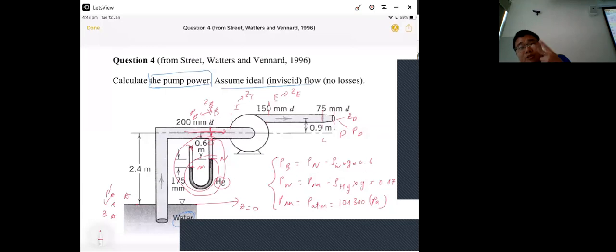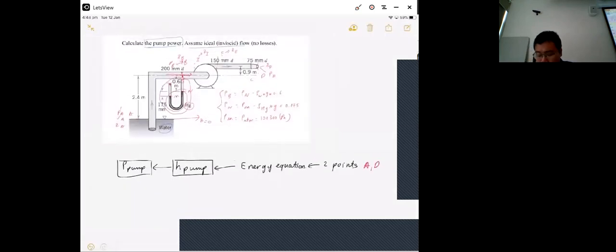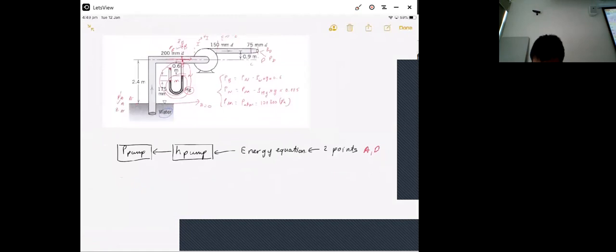It means at B, you know two things: ZB and pressure. Okay, but we have to write the energy equation to find S pump. We have to write the energy equation between 2 points, and we have the pump between 2 points. So we choose A and D. Okay, A and D. So the energy equation between A and D: we will have PA over rho g, plus ZA, plus VA squared over 2g. That's A. Between A and D, we have the pump, S pump.